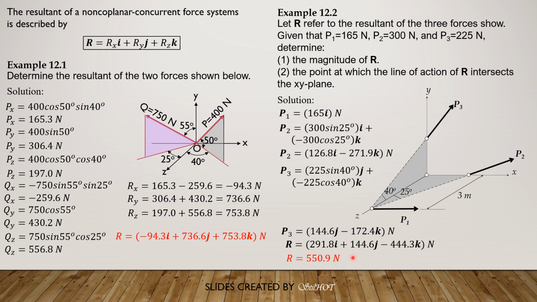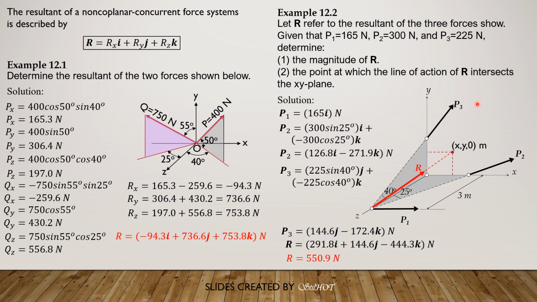Then for the point of intersection of each line of action with the xy plane, we expect that the resultant is going in that direction, so it is rightward, upward, and backward. So that should be the case. And we will denote the coordinates as x, y, and 0 because z is 0 on the xy plane.